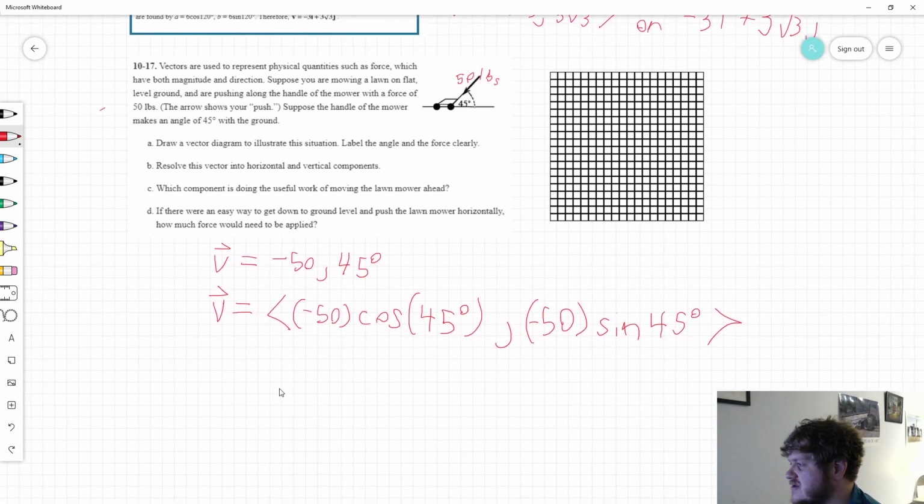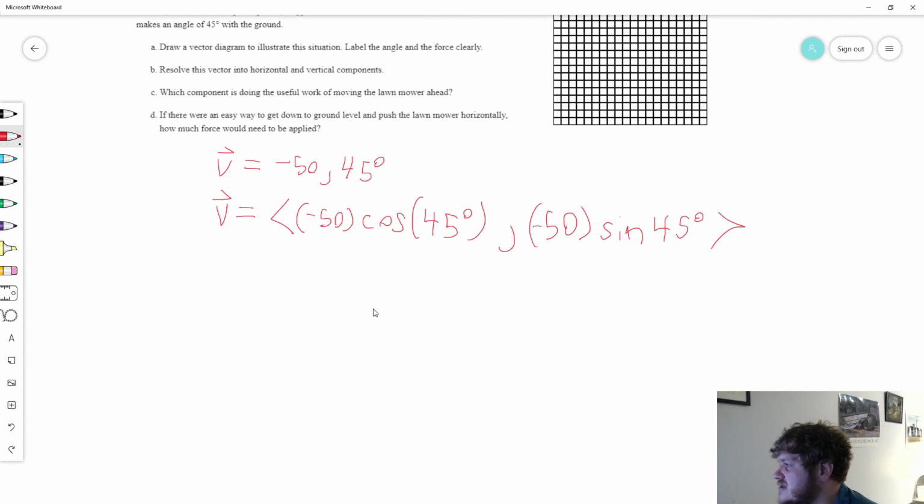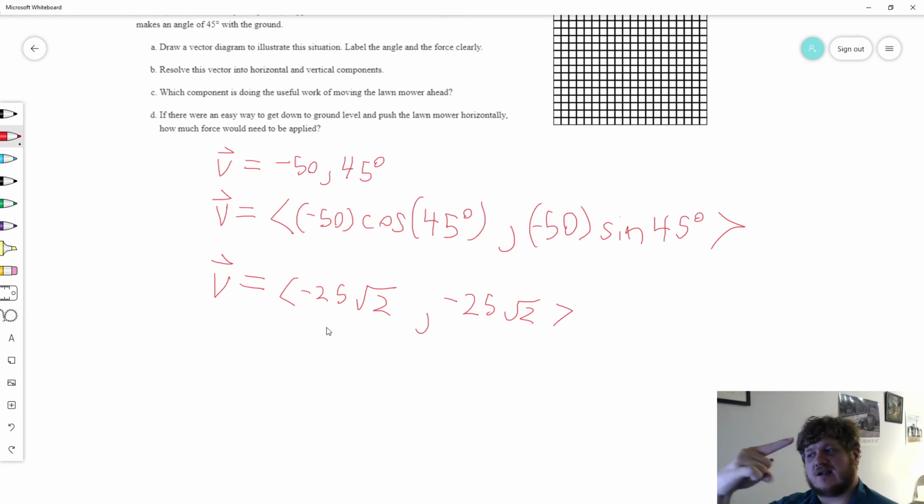And so as we do this, we would get v equals, this would be root 2 over 2, so we end up with negative 25 root 2, comma, negative 25 root 2. So this would mean that for this lawnmower, we're pushing at negative 25 root 2 pounds of force in the x direction. So we're pushing sort of backwards, and then we're also pushing down with the same amount of force.